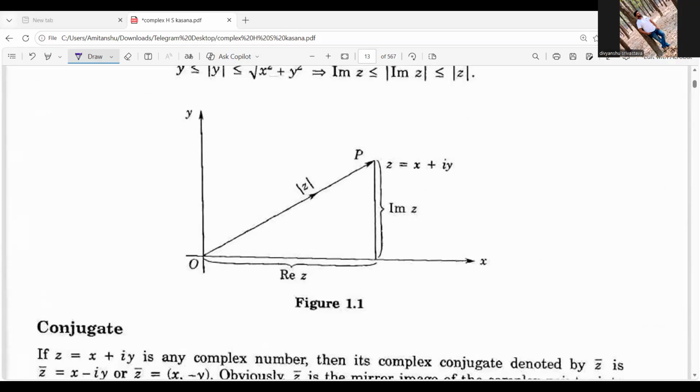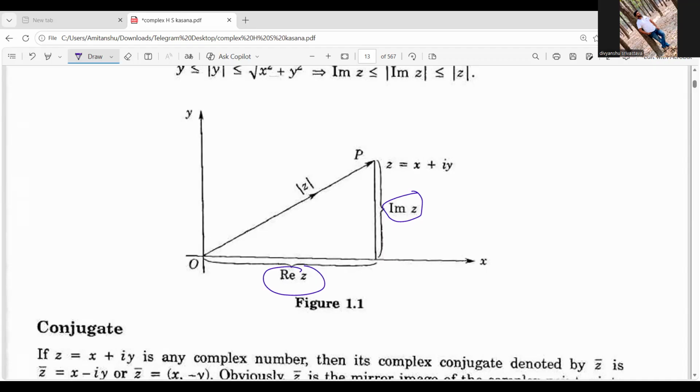So these things are many z. This is the modulus of P, the point on the x-axis and y-axis. And here is the imaginary part, and here is your real part. So the complex number can be regarded as an ordered pair of real numbers.